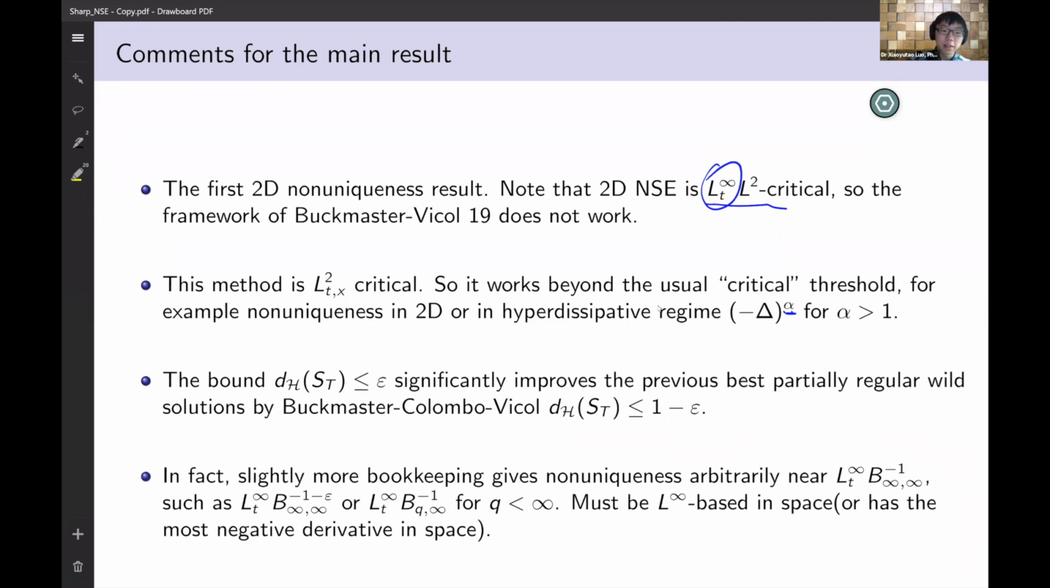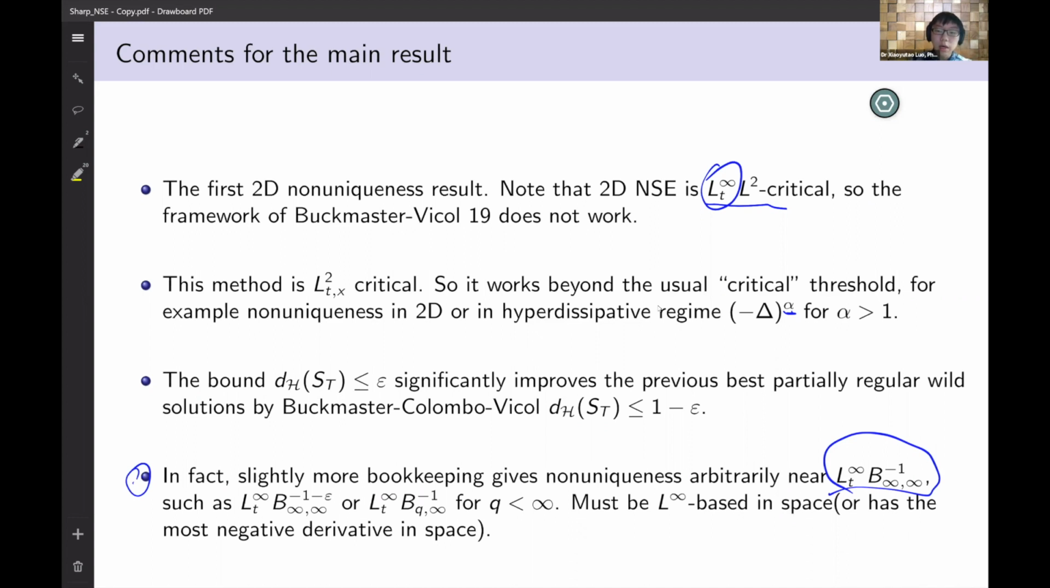And the last point is actually a little bit controversial. We didn't prove this in the paper, but in theory, if you use more bookkeeping, you can achieve non-uniqueness in L infinity based in time space as well. So this is what's known as the largest critical space for the Navier-Stokes. So any scaling invariant critical space will embedded in this space, right?